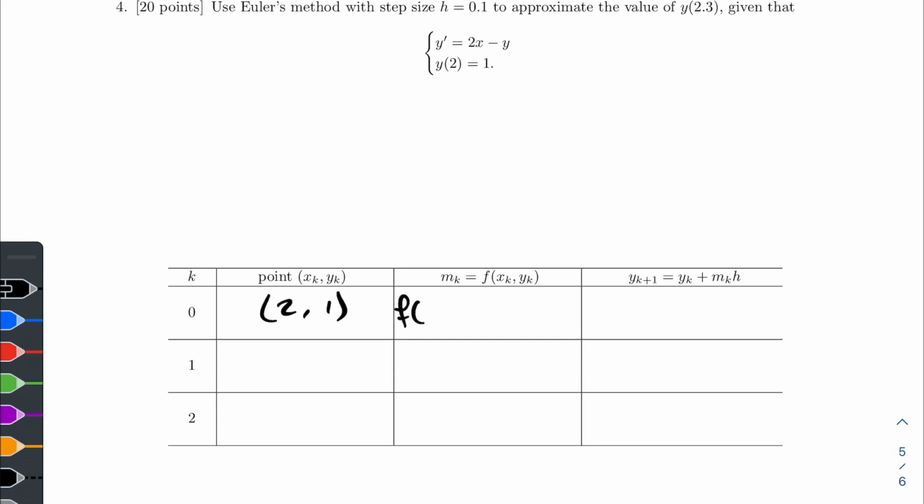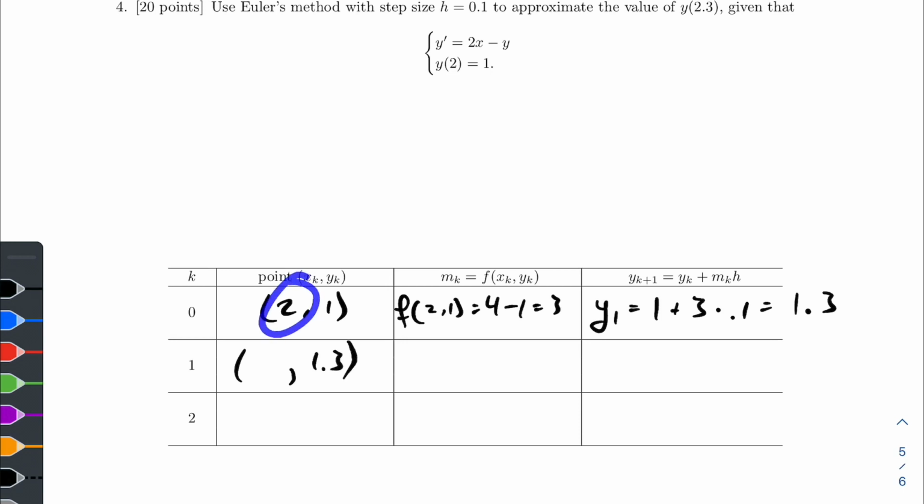So what's our slope going to be? It's f of 2 comma 1. So it's 2 times 2, which is 4, minus 1. So slope is 3. Okay. So new y value, y sub 1, is equal to previous y value of 1 plus slope times step size. Step size is 0.1. So this is like 1 plus 0.3, so just 1.3. So new y value is 1.3. New x value always moves up by whatever our step size is, which is 0.1. So x value is going to go up to 2.1.